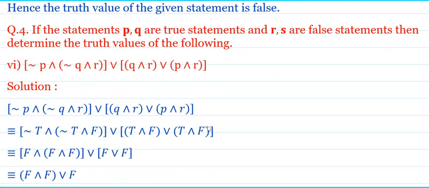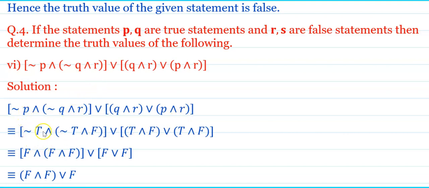Now the sixth one: negation of P and in bracket negation of Q. I will repeat here: negation of P and in bracket negation of Q and R, bracket complete, or in bracket Q and R, or in bracket Q, P and R. Now substitute their truth values.